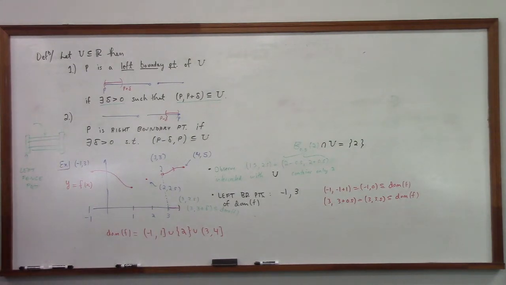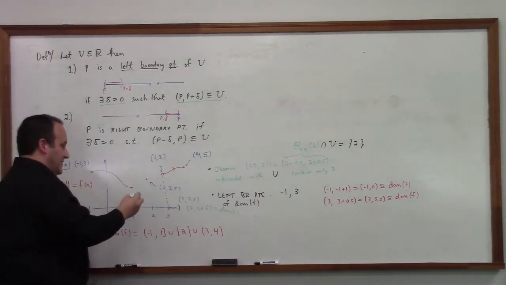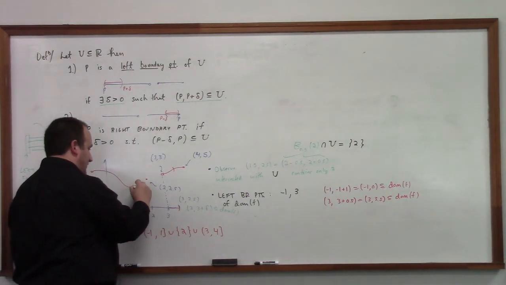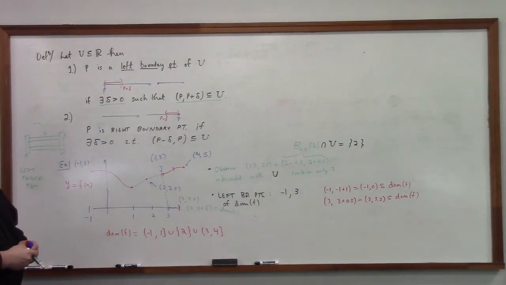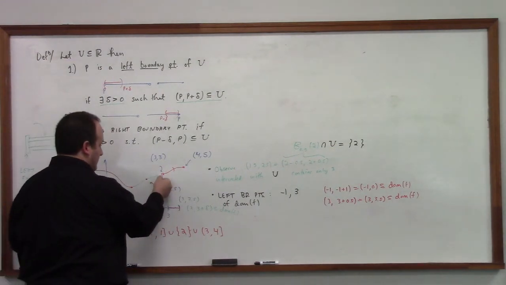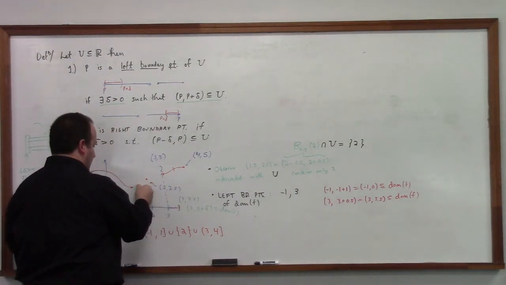So if there wasn't a gap between the graphs, would -1 be the only left boundary point? Yes. It's just because it's like a line, it's together. Separated, so you got 2 left boundary points. That's right.